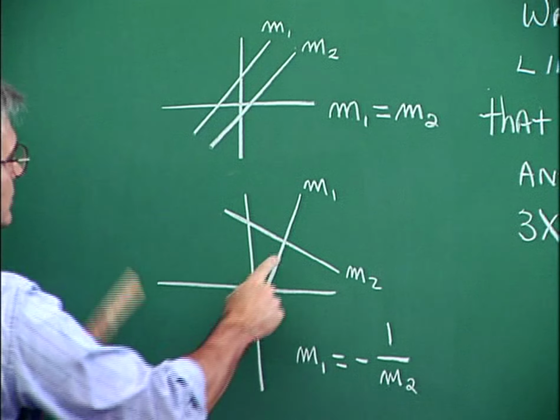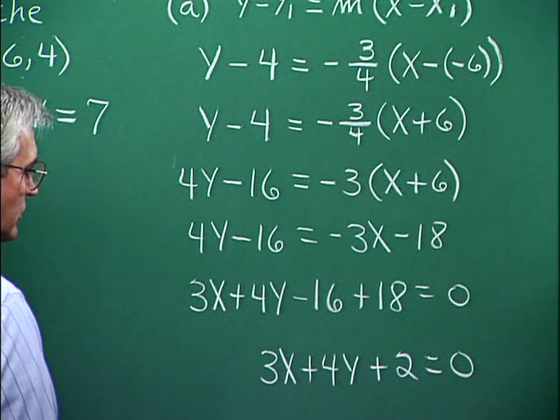But at any rate, when we go through here and multiply by 4, 4 times y, 4y, 4 times 4, 16, and the 4's cancel here, leaving negative 3 times x plus 6, expanding over here, negative 3x minus 18, and then kicking all the terms to the left side. We'll add 3x and add 18 on both sides. I'm adding 3x and 18 here and here, and then collecting the constants, I find the equation to be 3x plus 4y plus 2 equals 0.